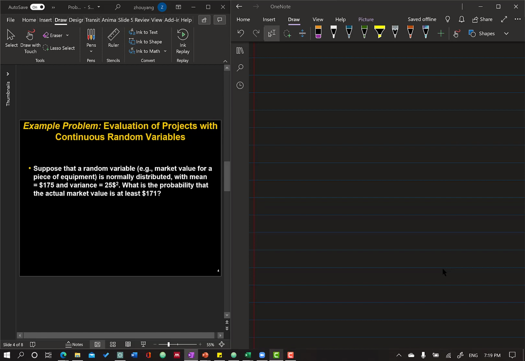Now let's look at a problem with a continuous random variable, and specifically, the random variable here follows a normal distribution. Just a brief summary of the visual difference between a continuous random variable and a discrete random variable. Let me draw a figure.